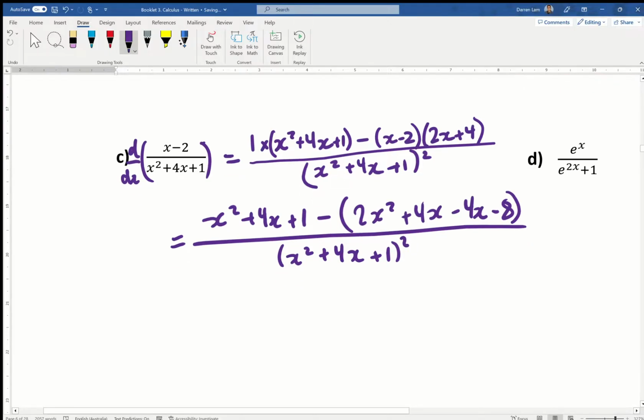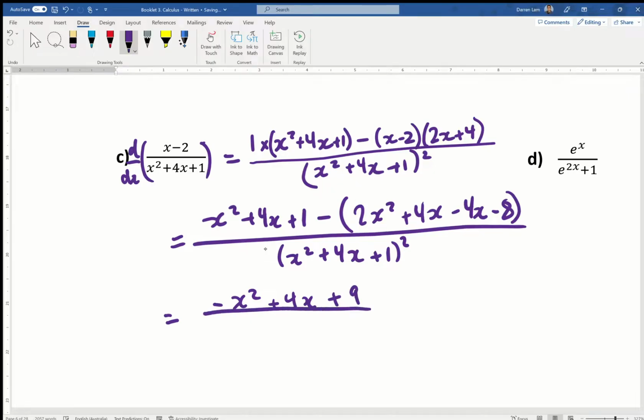And then I'm just going to simplify that. It becomes x squared minus 2x squared, negative x squared. Those two cancel out, so I just end up with plus 4x, and then 1 plus 8 gives me plus 9, all over x squared plus 4x plus 1 all squared denominator. And that will suffice.